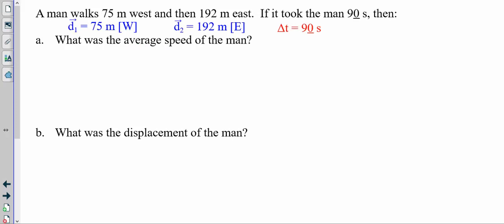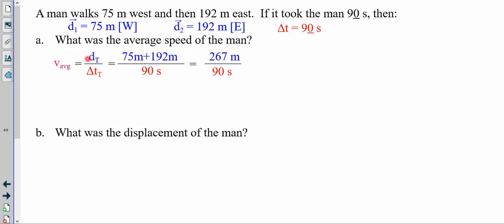So this one is thrown back to average speed. Recognize what we have. We have two displacements, one west, one east, and then of course a time of 90 seconds. If you remember from before, your average speed is just your total distance divided by your total time. Speed is just like distance. It does not care what direction you're going. And so you have to find your total distance before you can move forward with the speed.